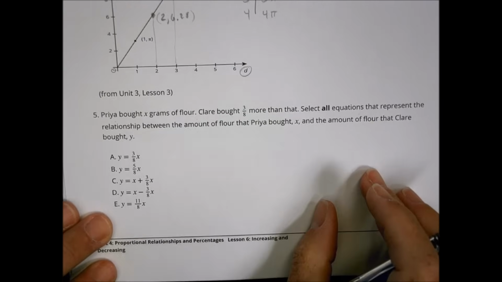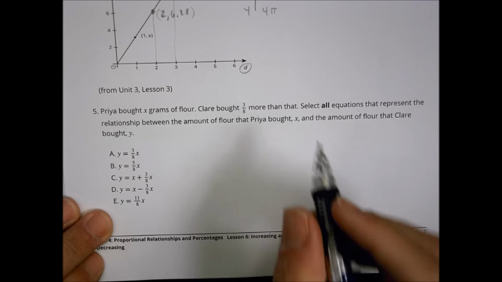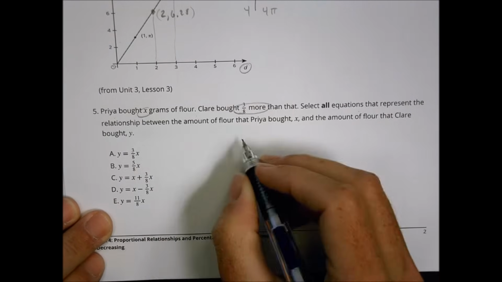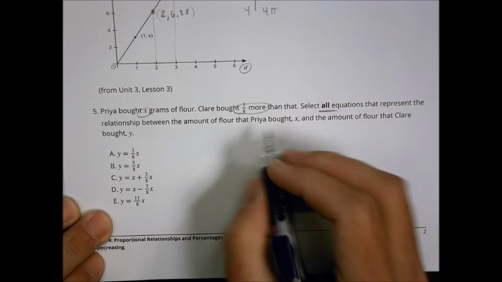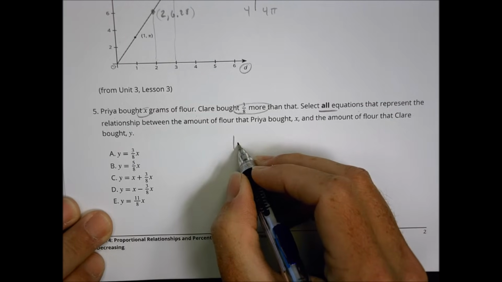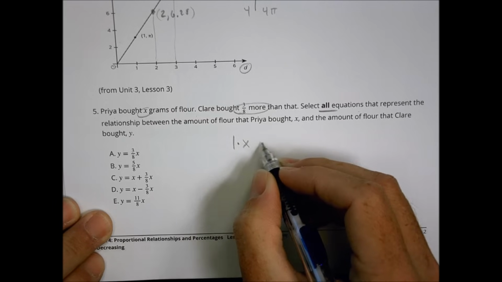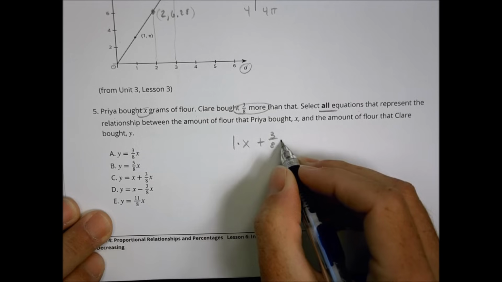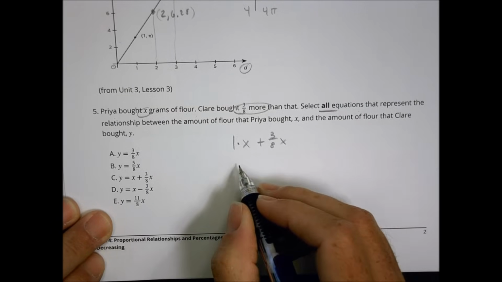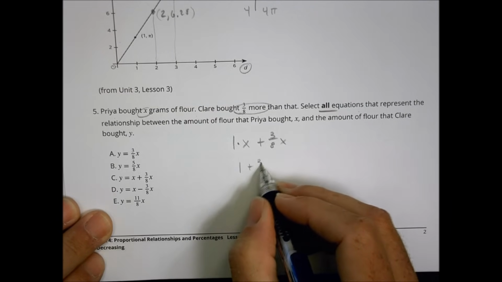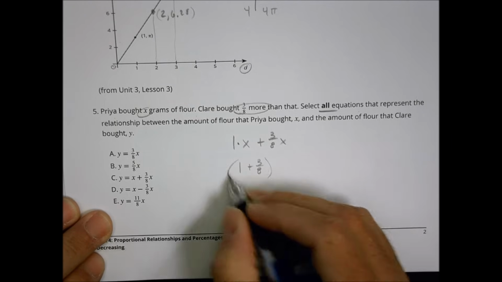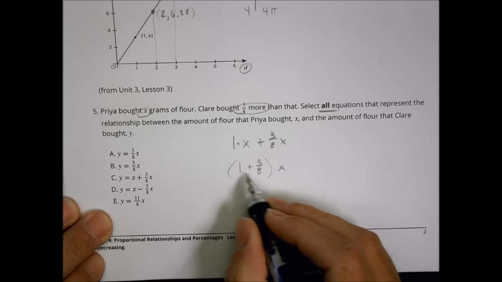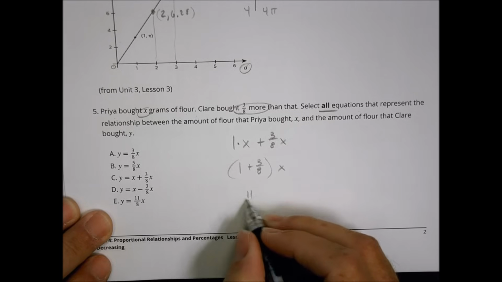All right, Priya bought X grams of flour. Claire bought 3/8 more. So X and 3/8 more. So select all the equations that represent that. So we know we had, first of all, Priya bought the whole amount, and Claire bought 3/8 more. So we're going to add that 3/8 to what we started with here. So what we really have is 1 plus 3/8 times X. If we want to combine that together, we can have 8 times 1 is 8 plus 3 is 11. So I have 11/8 X.